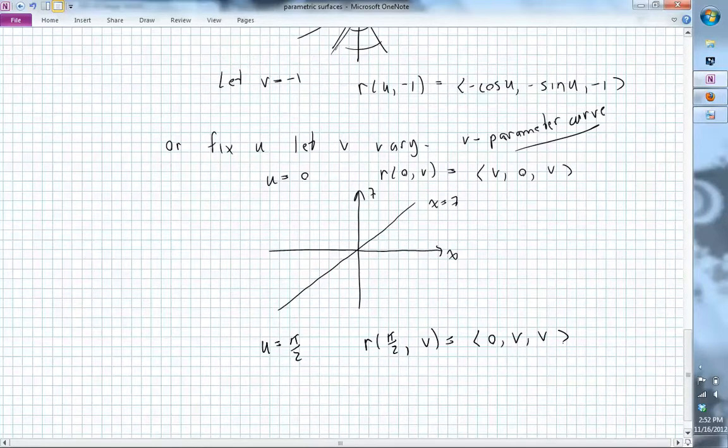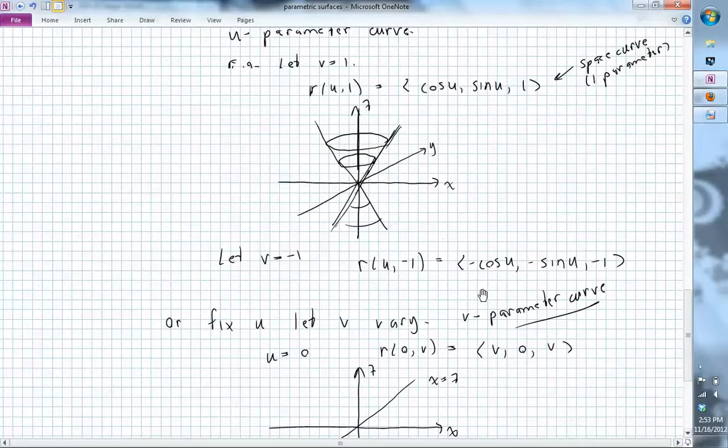Zero VV? Yeah? And that's a line in the YZ plane? Same line? So what we see is two different ways of thinking about this surface. You can think of this surface as being swept out by circles that grow in radius and rise above and go down below, like that. Or you can think of this surface as being swept out by lines, right? Two different ways of thinking about the same geometric object.